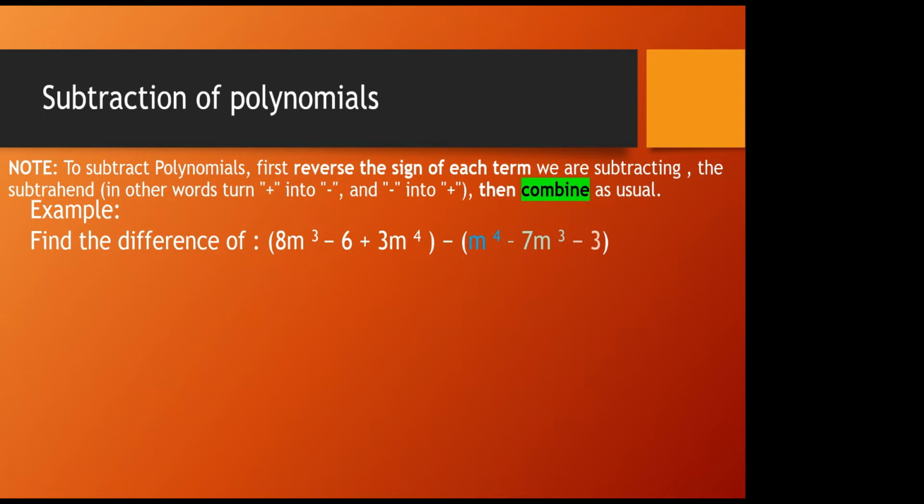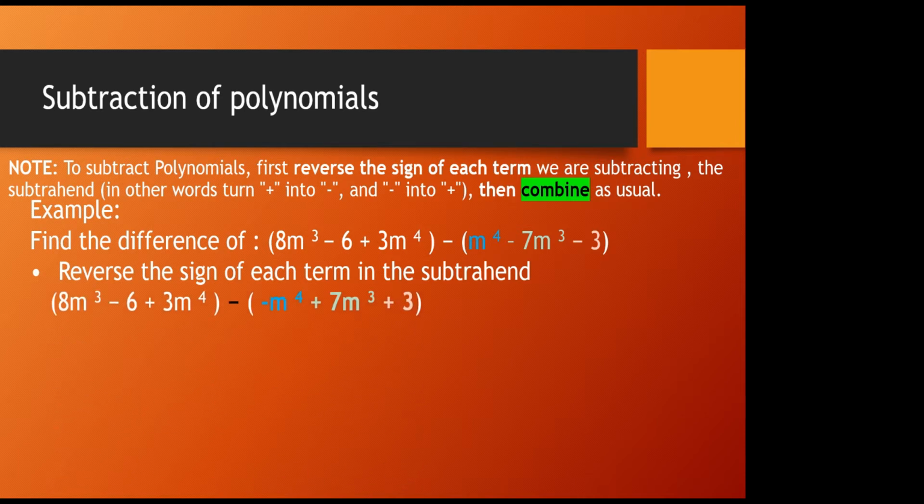Example, find the difference of quantity 8m cubed minus 6 plus 3m raised to 4 minus quantity m raised to 4 minus 7m cubed minus 3. Step 1. We will reverse the sign of each term in the subtrahend. So instead of writing positive m raised to 4, we will reverse the sign. It becomes negative m raised to 4. Negative 7m cubed will become positive 7m cubed. And negative 3 becomes positive 3.